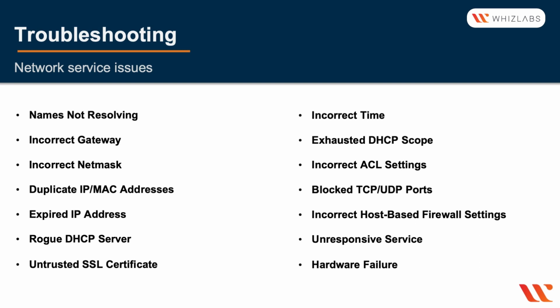Rogue DHCP server, so this can be an issue where you have a rogue DHCP server on the network that's pretending to be a good DHCP server, and it's providing the DNS and all that information to any of the devices that are connecting. Untrusted SSL certificate, so some of the certificates might be expiring or expired, so the companies need to maintain them correctly. If you're getting an untrusted certificate error, then you want to check to see if it's expired.